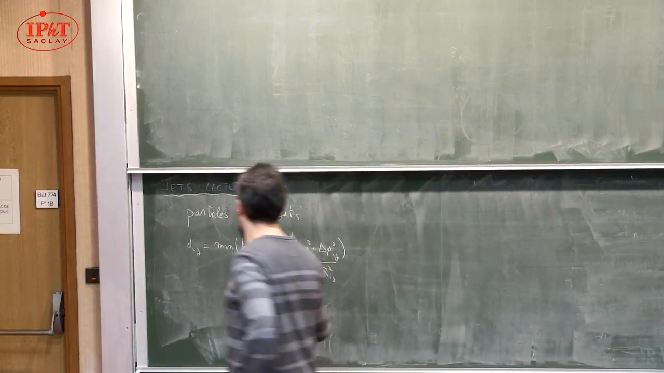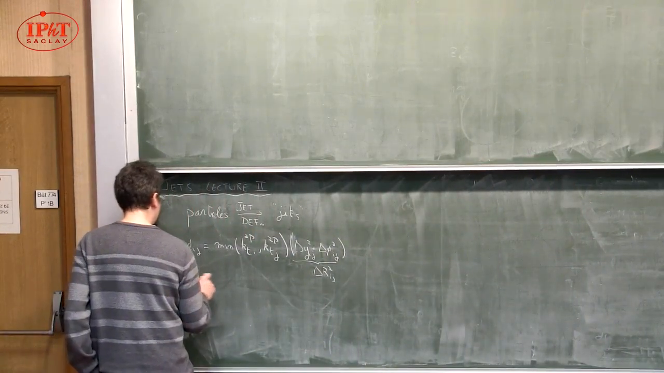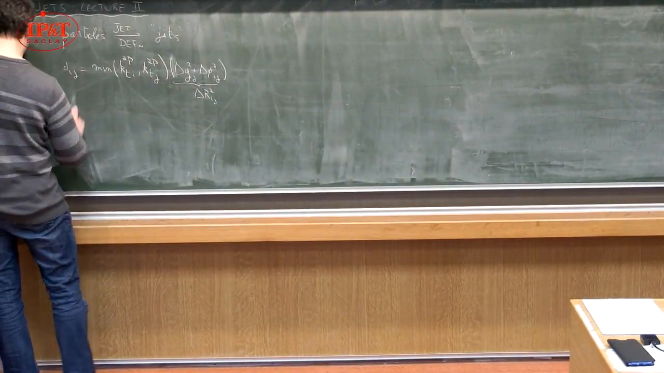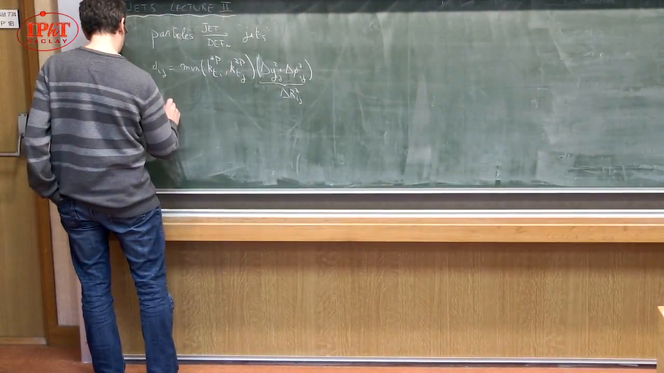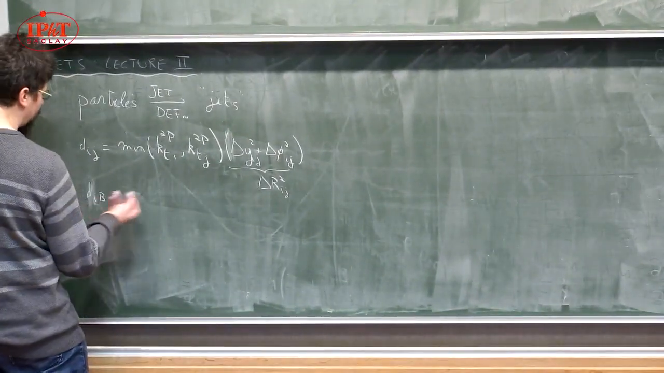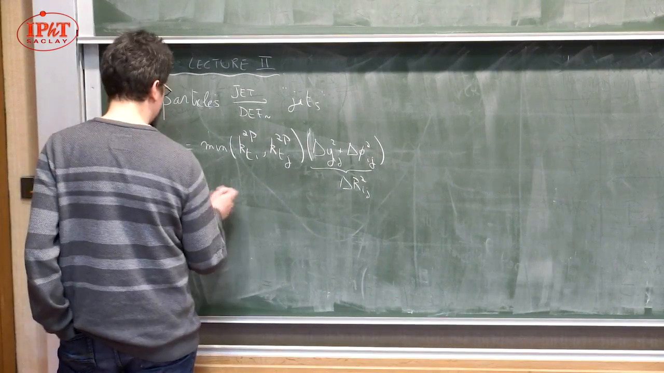The idea is that you're going to stop. In e+ e-, there's a stopping condition which is slightly different, but you could actually use exactly the same as the one I'm going to use here. You define for each particle what people refer to as the distance to the beam.